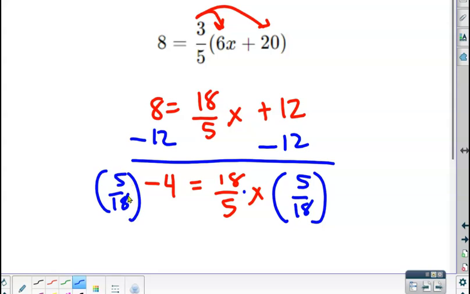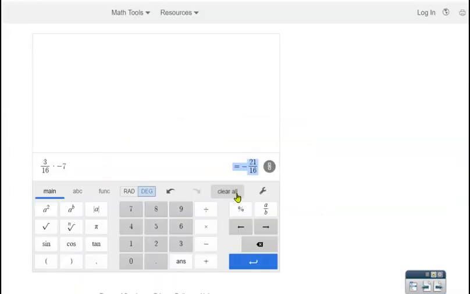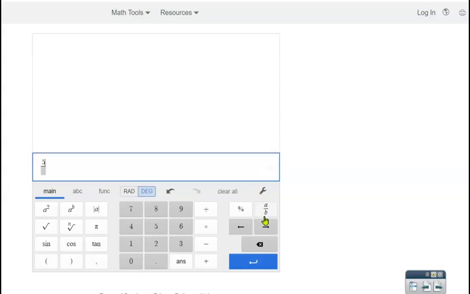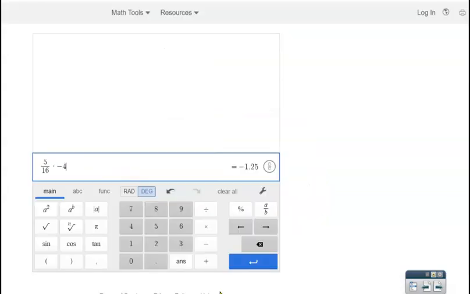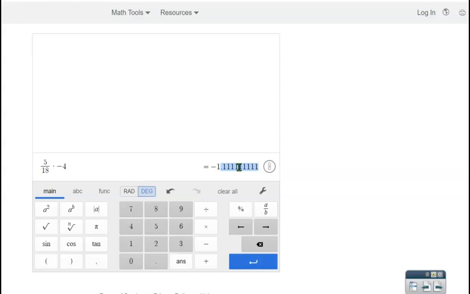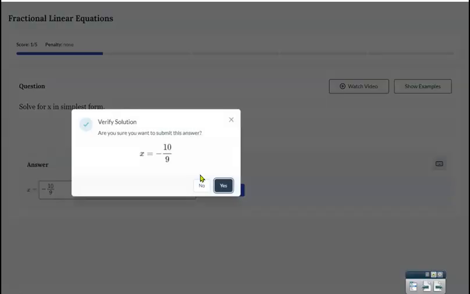So we'll type in 5/18 times -4 into our Desmos calculator. 5/16 times -4. Is that right? Oh, 5/18. Whoops. 5/18. And I get this repeating decimal, which I can't type as a response, so I'm going to convert it to a fraction. I get -10/9. So we're going to type that here, -10/9.